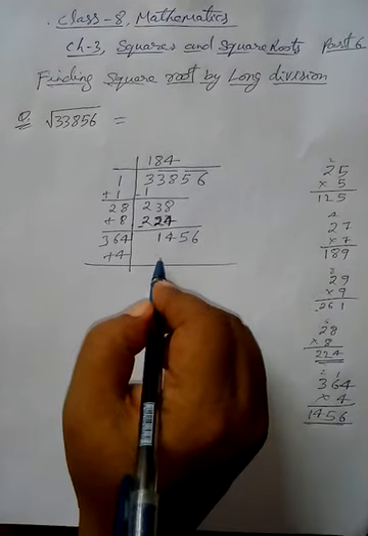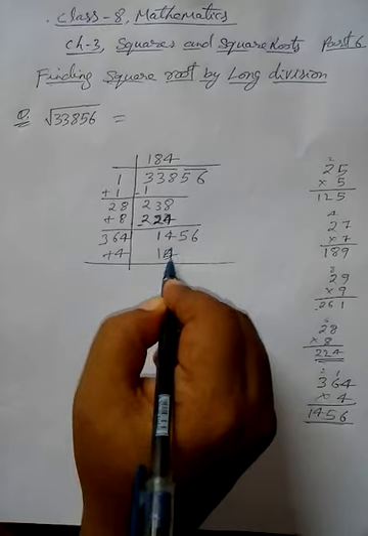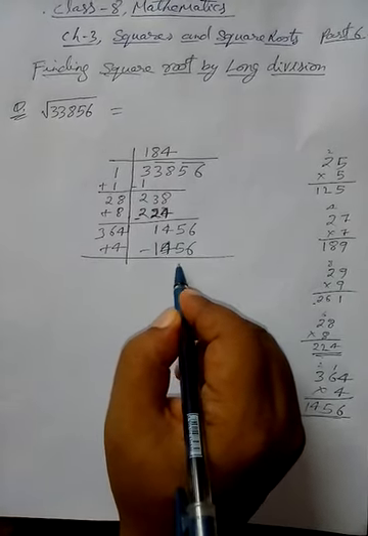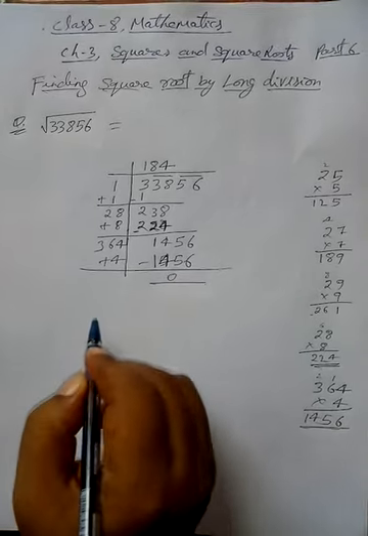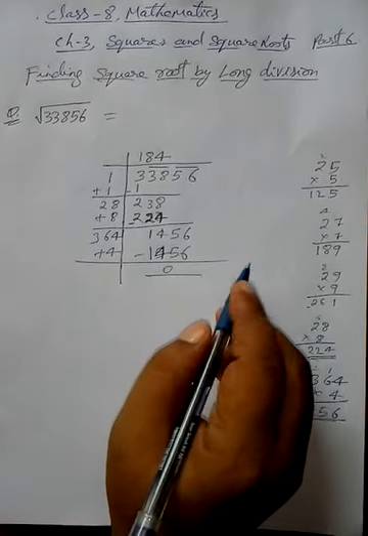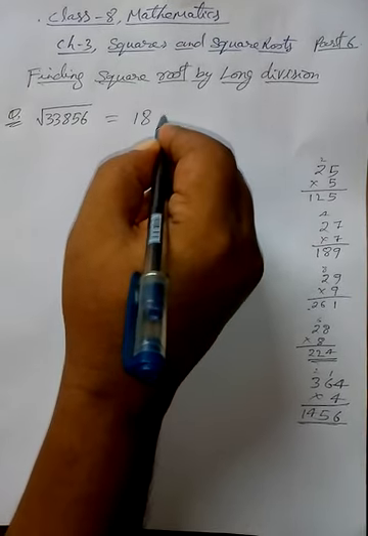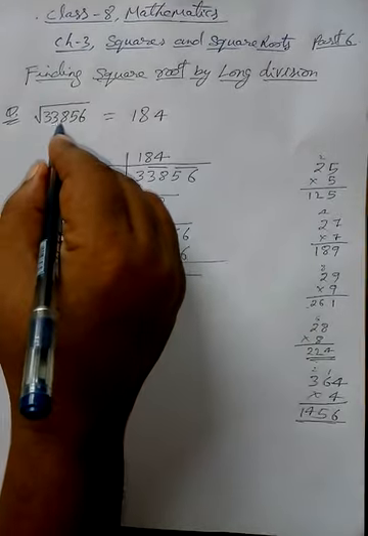So the answer is 1 4 5 6. Subtract it, you get 0, means the division is over. So the answer is 184. 184 is the square root of 33856.